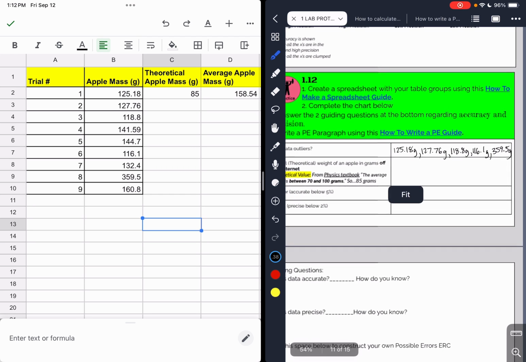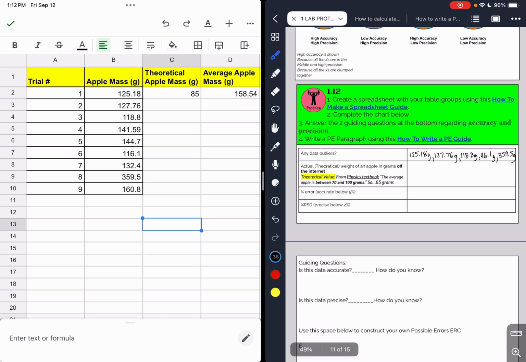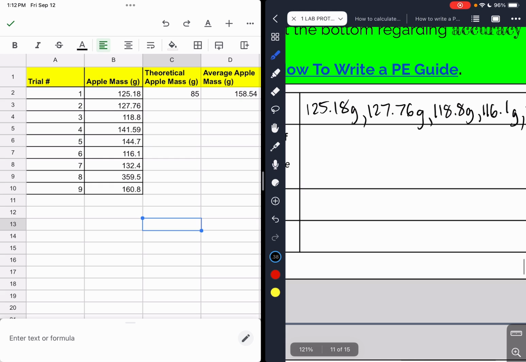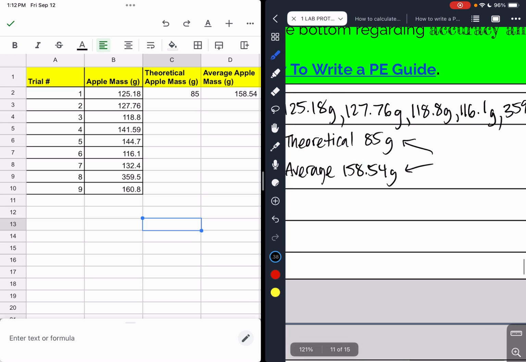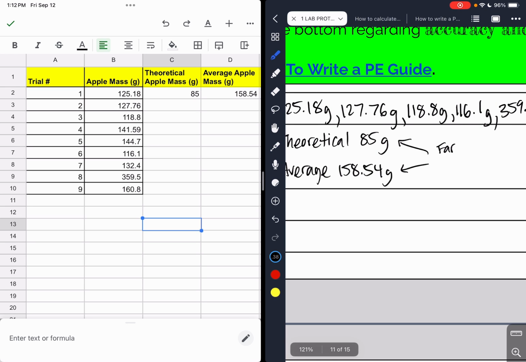Next thing we're going to do is compare our actual or theoretical Apple mass and our average Apple mass and see if we can find anything there. So our theoretical is 85 grams, and then our average is 158.54 grams. If we compare these two numbers, 85 and 158.54, they're both pretty different from each other. So they're far from each other.